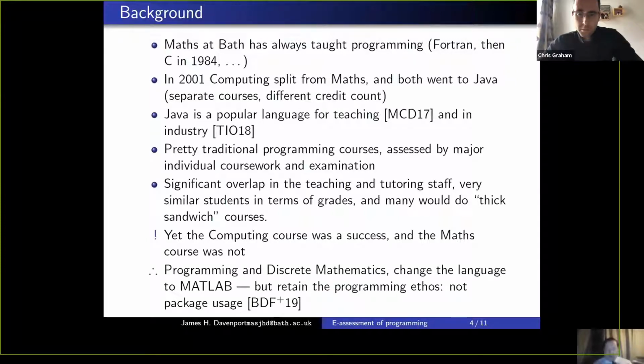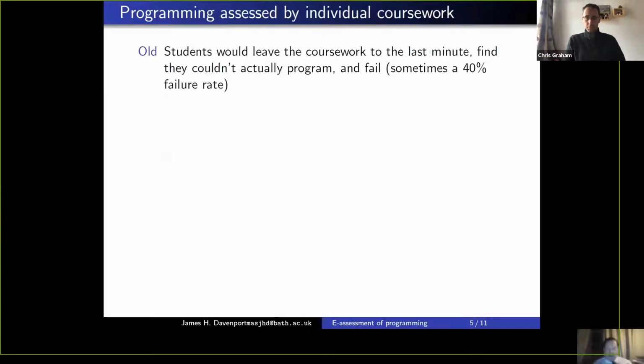Essentially, the answer to that was that the maths students were there to do maths, not programming. So our solution back in 2009 was to change the maths course. It was programming and discrete mathematics. We changed the language to MATLAB, but it was a programming course. It wasn't a how to drive MATLAB packages course. And that course described the paper we wrote last year. So I'm not going to talk more about that. I'm going to talk about the assessment.